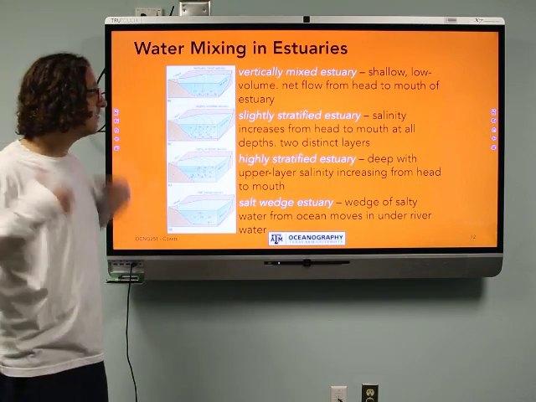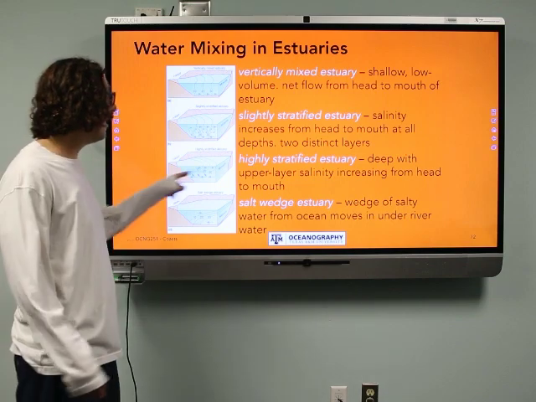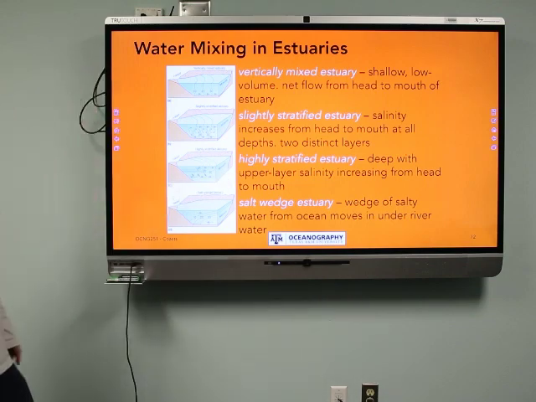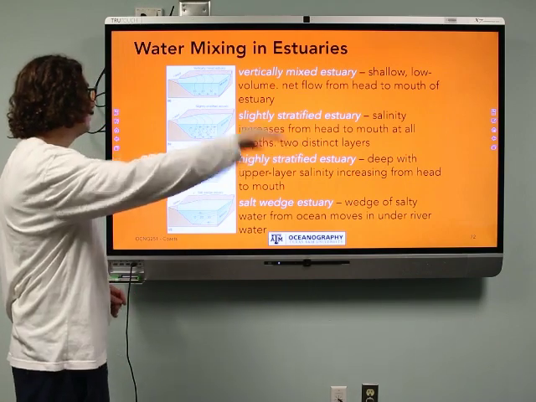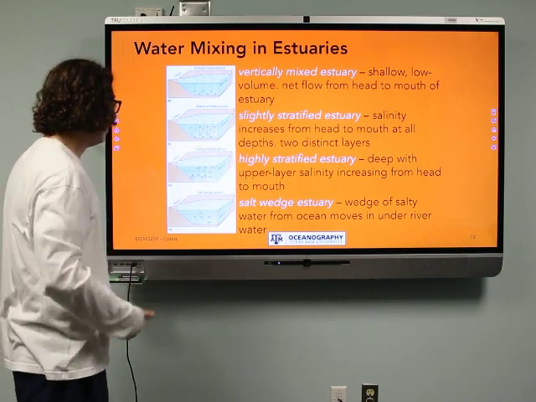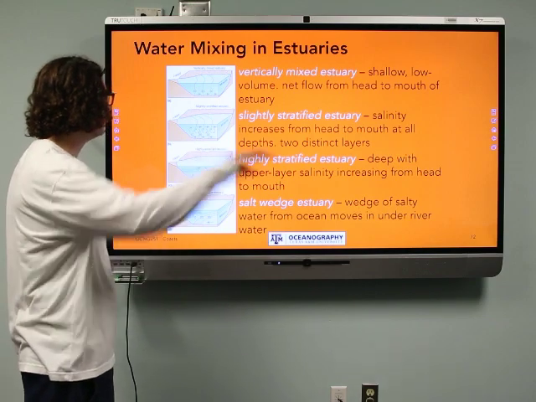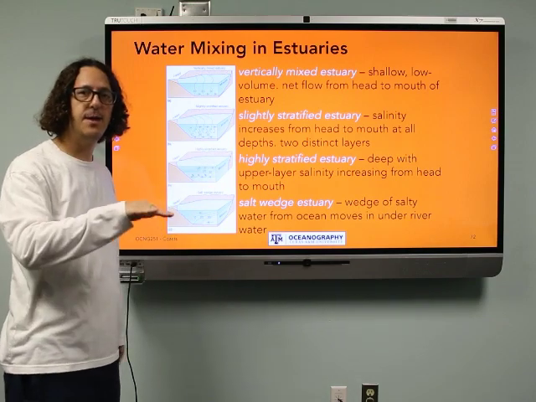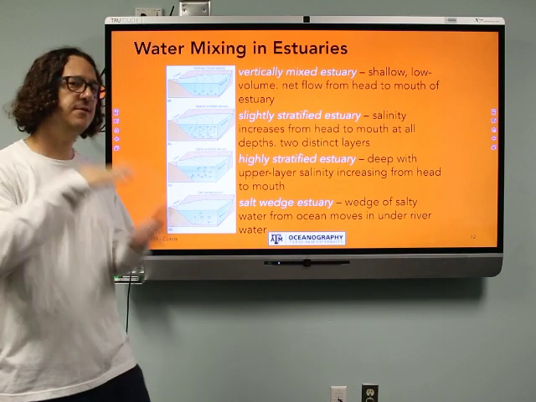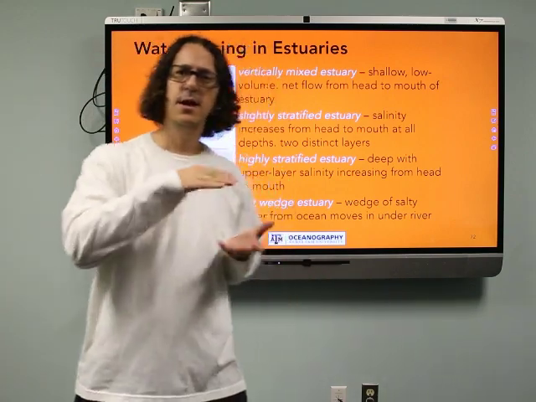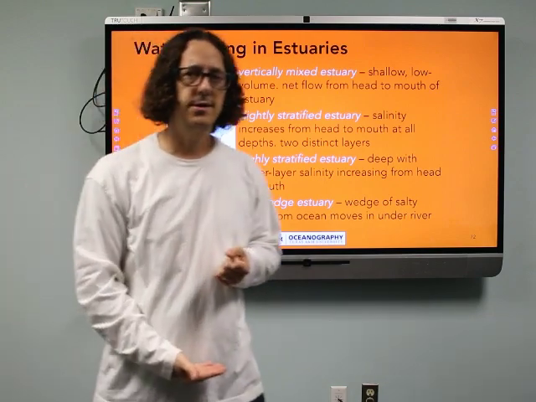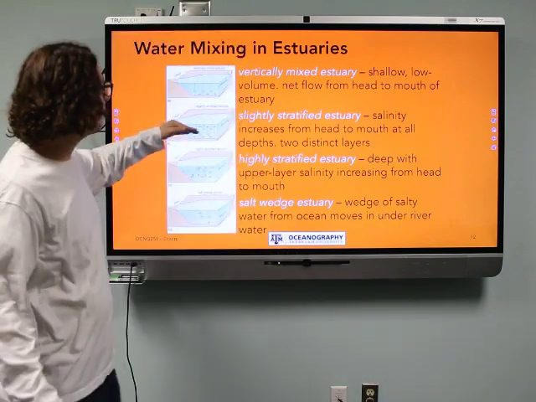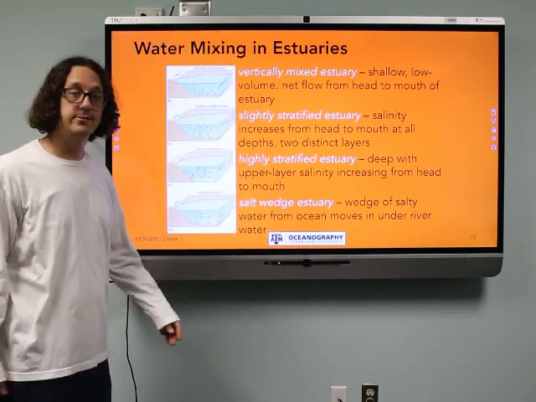So in the middle, we have slightly and highly stratified estuaries, and this is all just a mix of the fact that salt water is denser, and so it's going to be on the bottom. Fresh water is lighter, it's going to be on the top. If they're actually stratified, if there's enough of a density difference between the fresh water that's moving towards the coast and the salt water that's below it, which there often is, you'll actually get separation of those two layers.